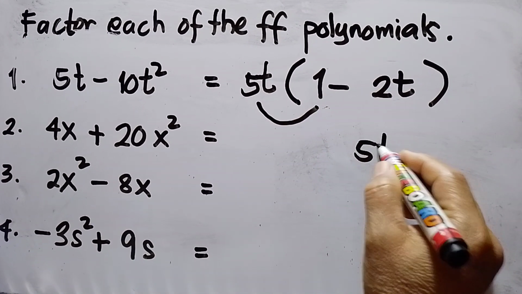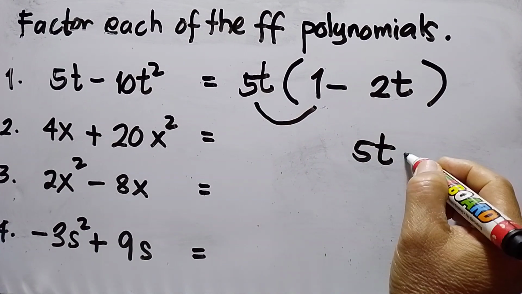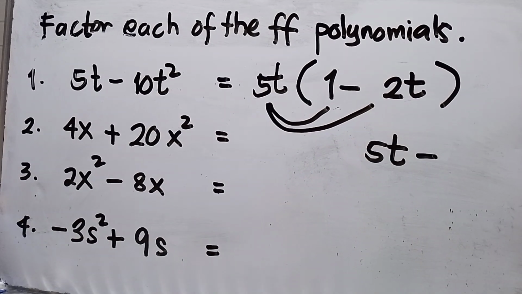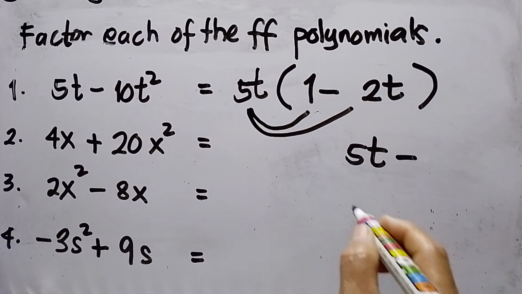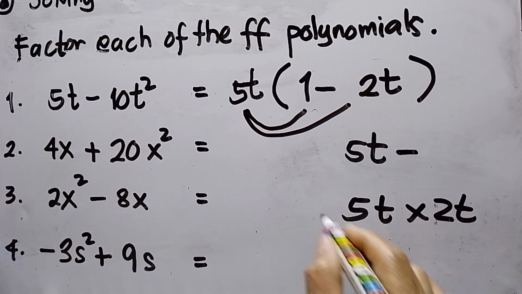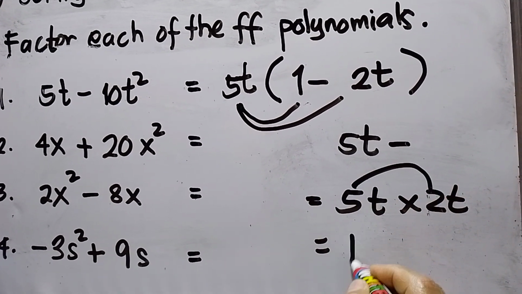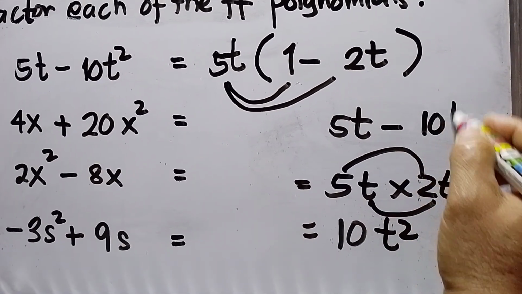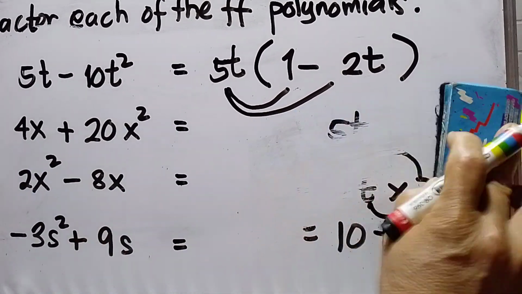If you want to check, this will be 5t times 1, that will be 5t. And then the operation is subtraction, so you put minus and then multiply also this one. So 5t times 2t. 5 times 2 is 10. t times t is t squared. So this will be 10t squared. So number 1 is correct.